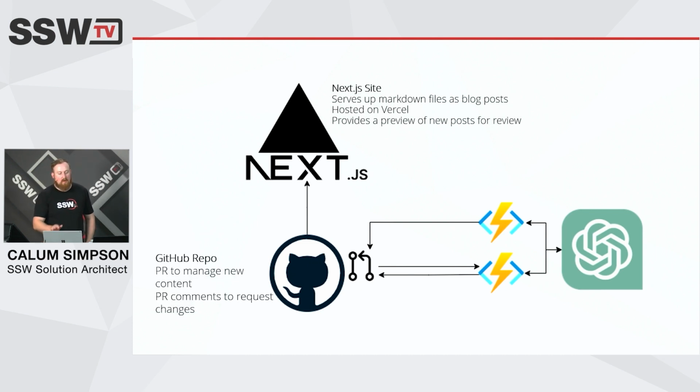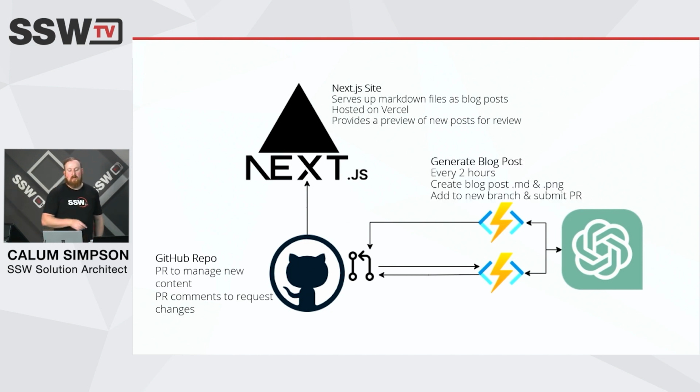And then we've got these 2 Azure functions that sit in between GitHub and GPT. So our first one runs every 2 hours, creates a new markdown file and PNG file, adds a new branch, submits the PR. Then the other one gets triggered when I leave a review on the PR, and it does the whole editing process. So that's that.